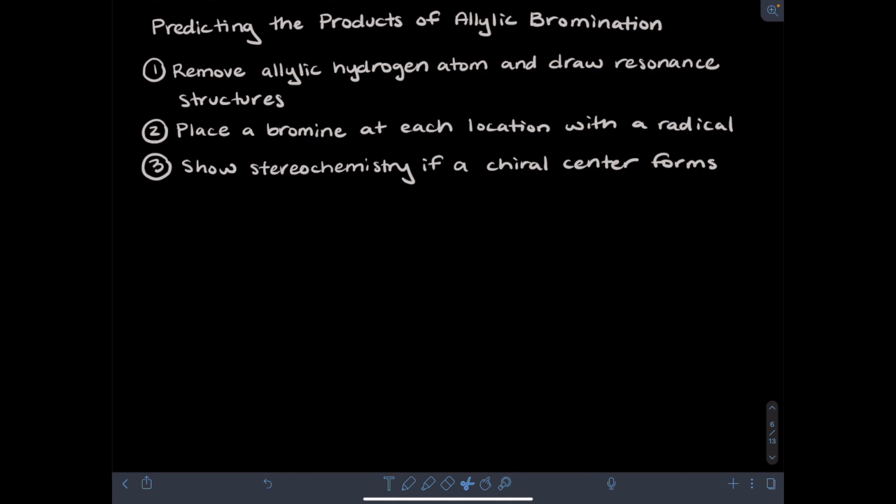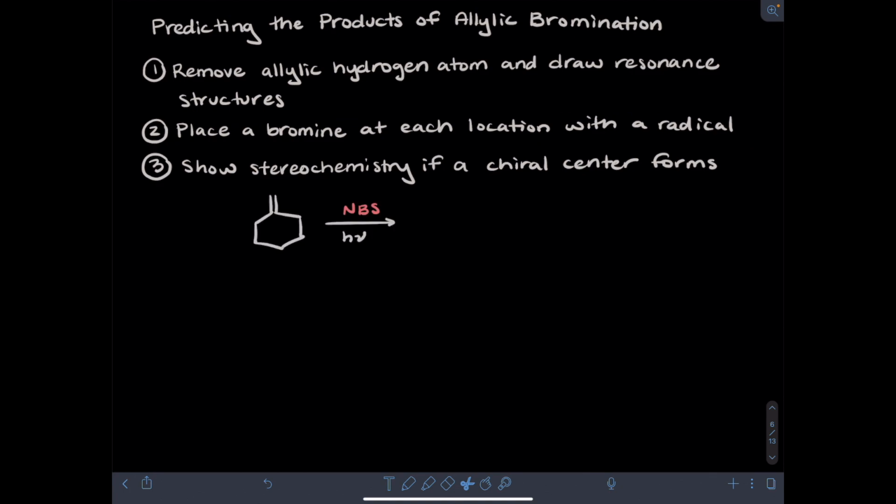I recommend 3 steps for predicting the products of allylic bromination reactions. The first is to identify the weakest CH bond, remove the allylic hydrogen atom, and draw resonance structures for the resulting radical. Then place a new bromine at each location that has a carbon radical present. Then analyze your products, see if any new chiral centers have formed, and then show stereochemistry.